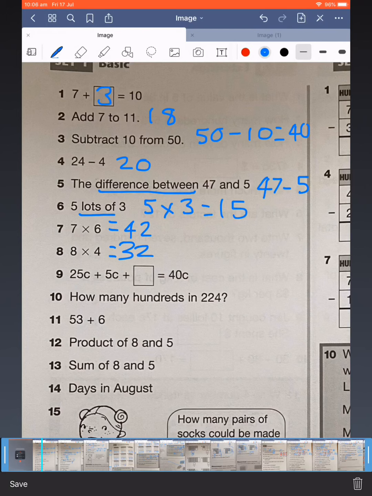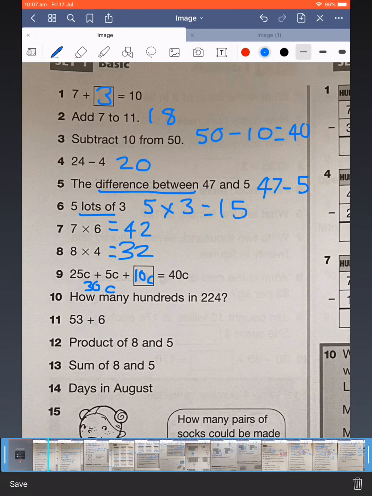All right, 25 cents plus 5 cents plus what equals 40? In this situation, what I would usually do is add the 25 and the 5 together, which gives us 30 cents. And what else needs to be added on to 30 cents to give us 40 cents? That's right, 10 cents. So just break it up like that. It helps us to solve it.